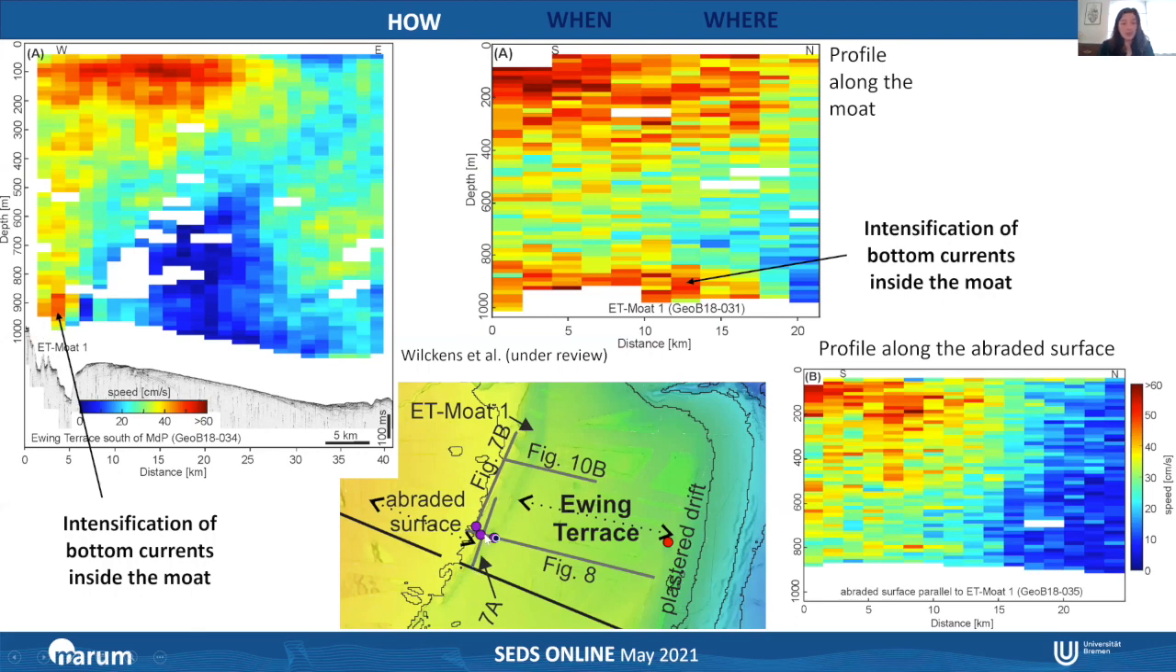When we have a look at the profile that goes along the moat, that is this one, you can see again near the surface the strong currents, but also all along the moat, we have stronger currents at intermediate levels. And this happens only inside the moat. When we have a look at a profile that is farther upslope, outside the moat, actually we don't have these intense currents near the seafloor anymore. We just have them more intense near the surface and then decreasing with depth.